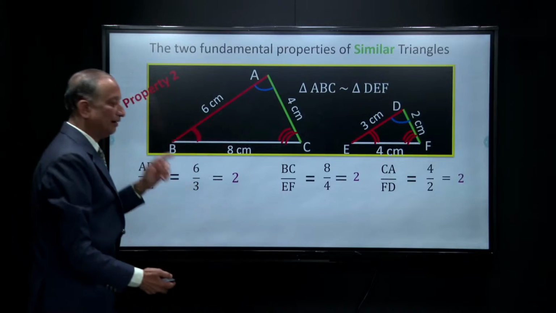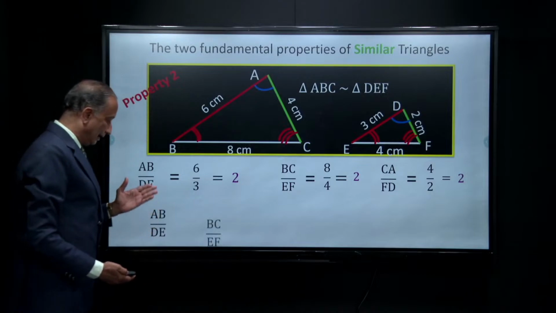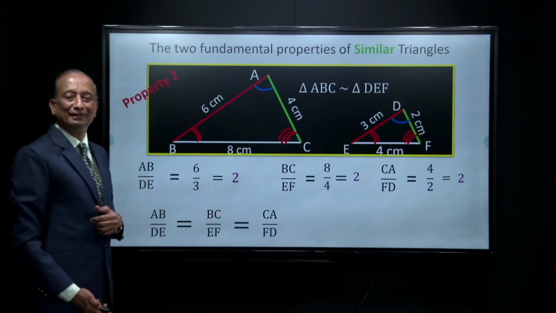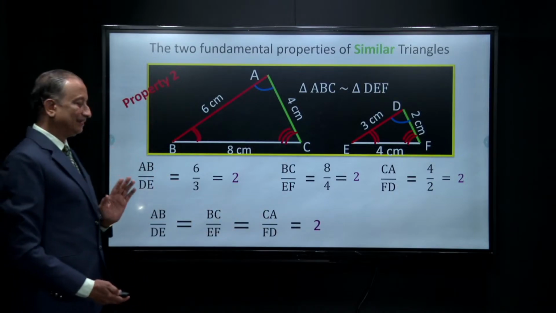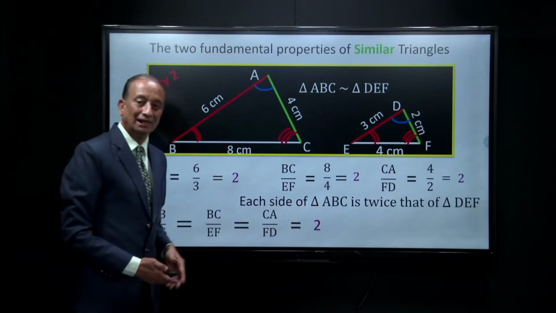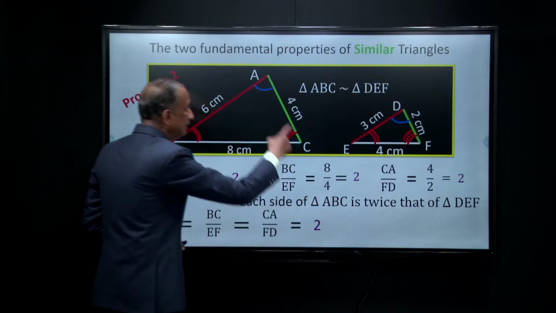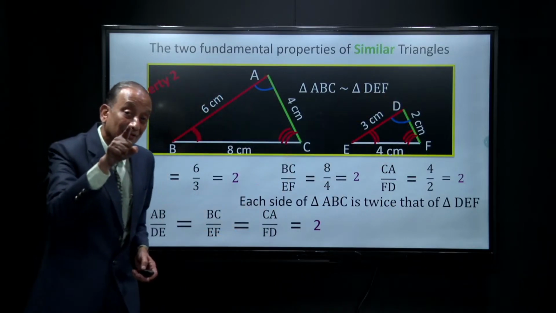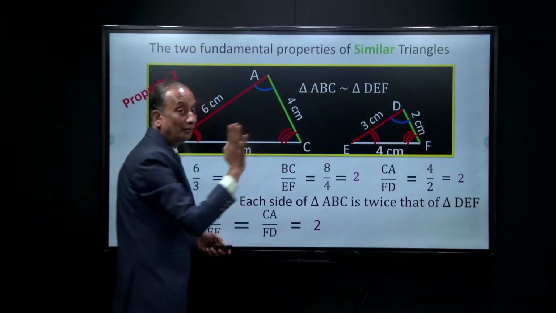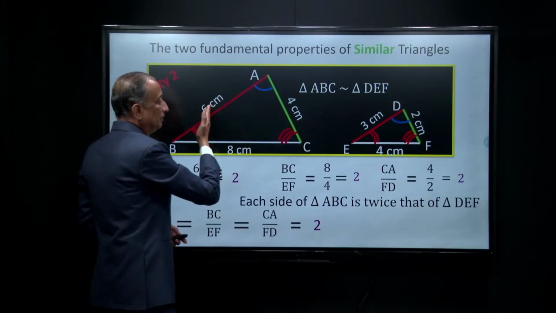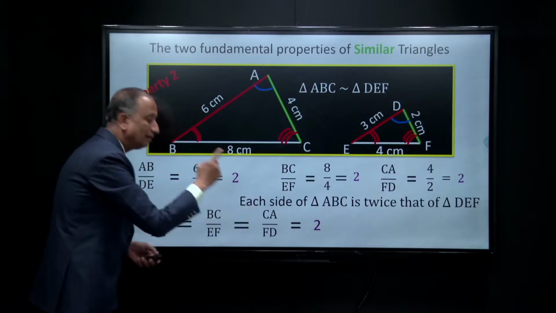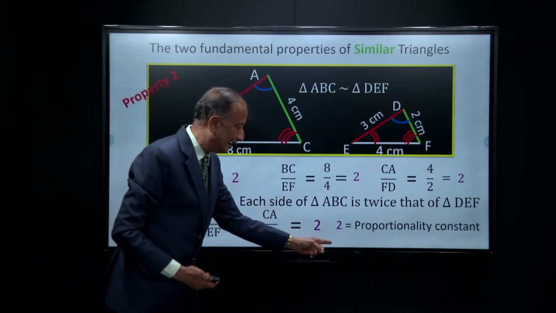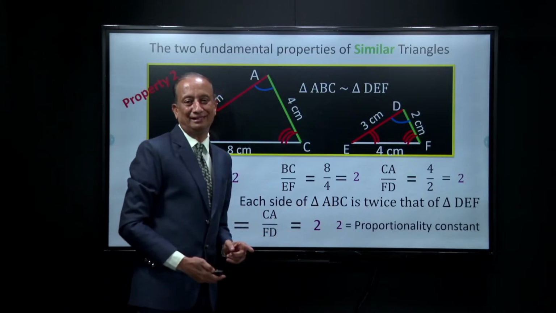Okay, this is another very, very interesting property. So we say AB by DE, BC by EF, CA by FD, all the 3 ratios are equal to one another, and in this case it is 2. Which means what this 2 is telling us? It tells us that each side of triangle ABC is twice that of the corresponding sides of triangle DEF. This is possible only when they are similar, not otherwise. If two triangles are similar, if you take the ratio between the corresponding sides, they will be all equal. Amazing property, and 2 is called the constant of proportion or proportionality constant.